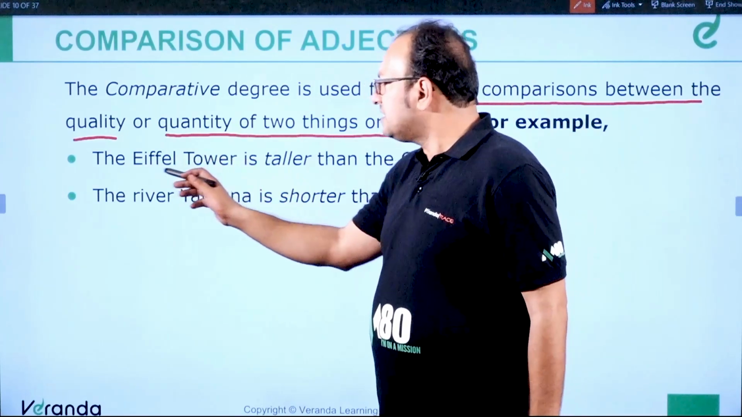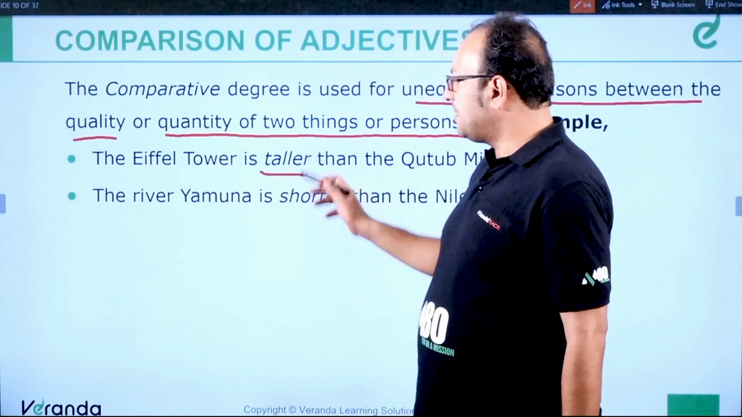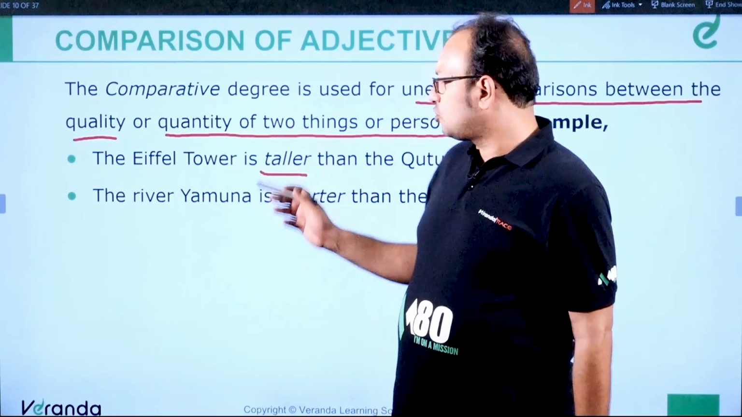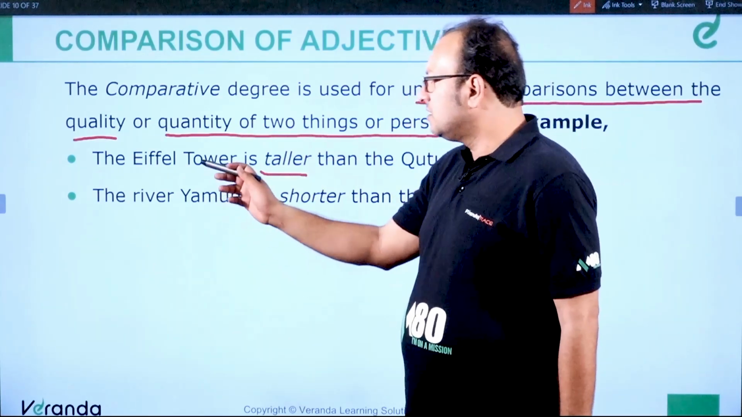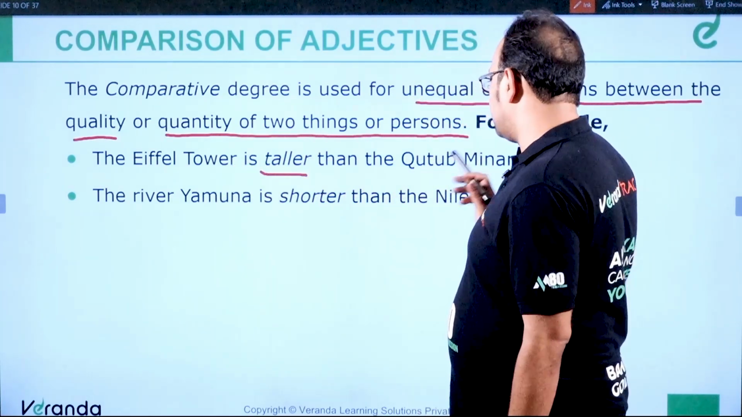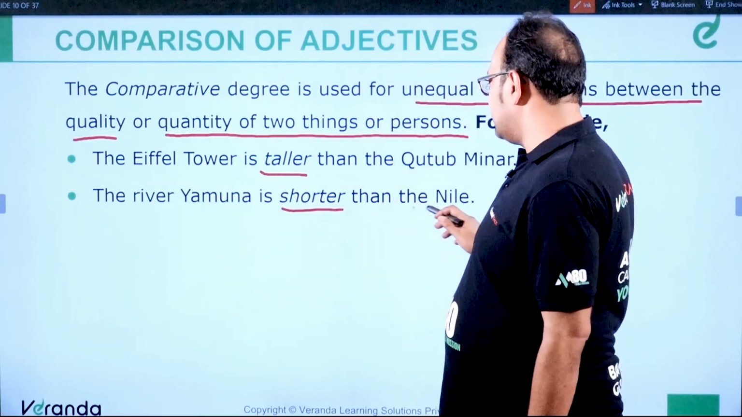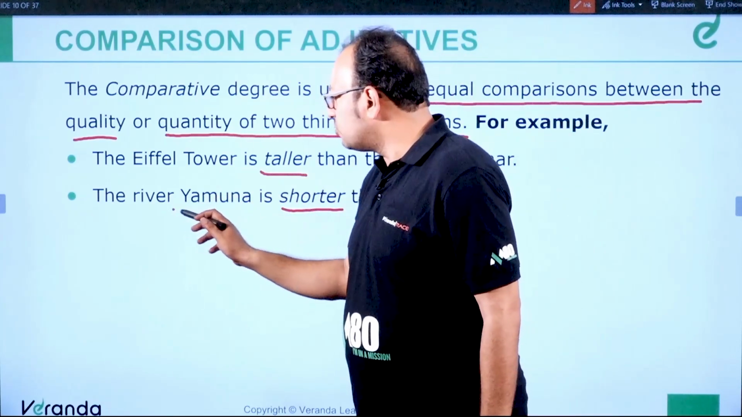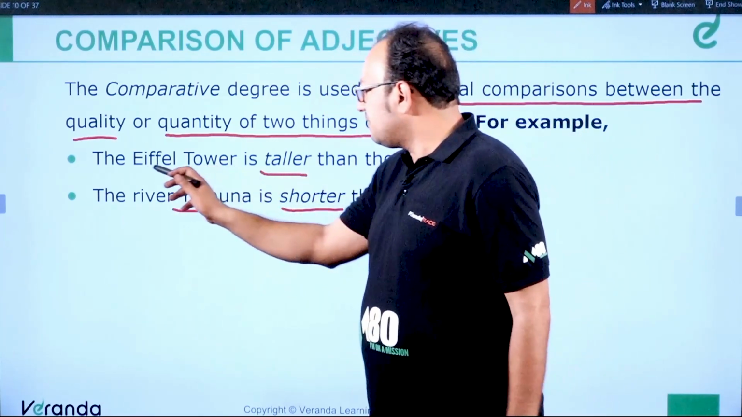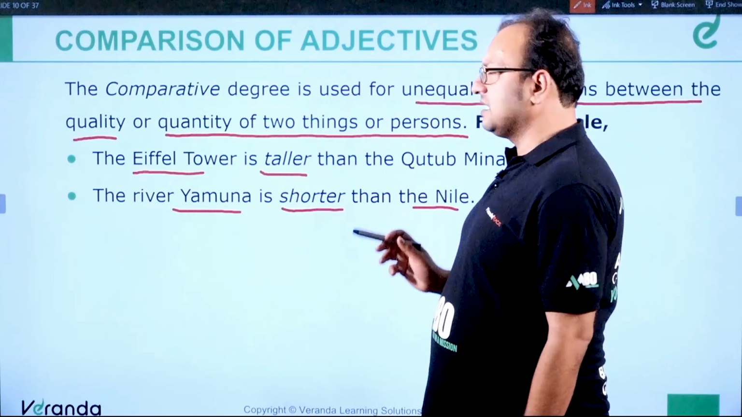So the Eiffel Tower is taller than, this is the comparison of tall, taller, tallest. So taller is the comparative degree of tall. The Eiffel Tower is taller than the Qutub Minar. The river Yamuna is shorter than the Nile. So here we are comparing Yamuna and Nile. Here we are comparing Eiffel Tower and Qutub Minar.